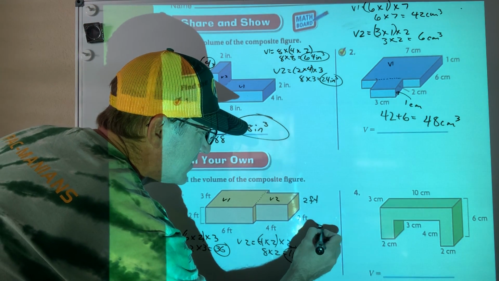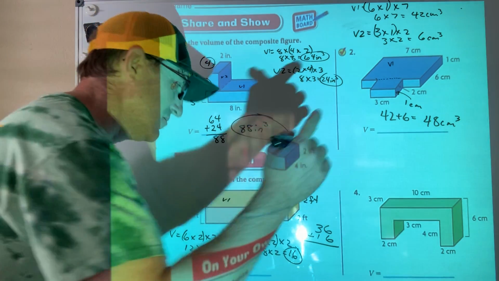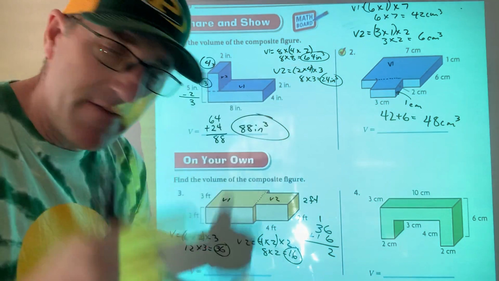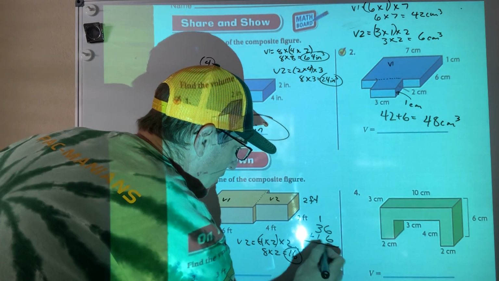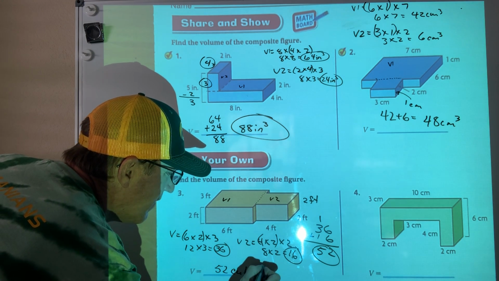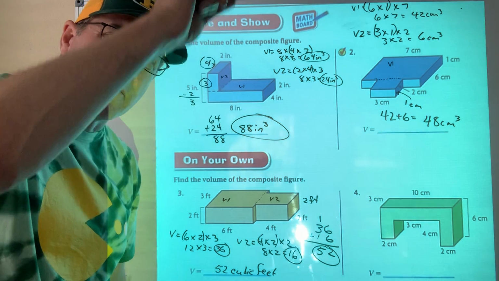Boom. So I'm going to take 36. I'm going to add it to 16. 6 plus 6, 12. 1 plus 3 plus 1, 5, right? So I get 52. So here I've got 52 cubic feet. So you can also write it like that. I just like the feet with the 3 up there, right?